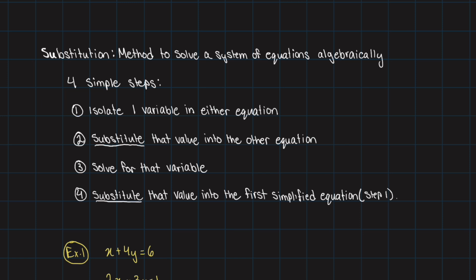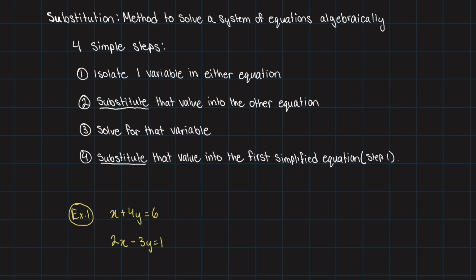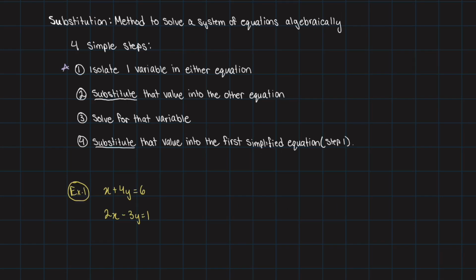And for substitution, there are 4 main steps, but we're going to do an example right now that will help you understand. So we have x plus 4y equals 6 as one of our equations, and then we have 2x minus 3y equals 1. Let's do this first step. Isolate one variable in either equation. You can choose either, but let's choose the simpler looking one. So let's go with this one.